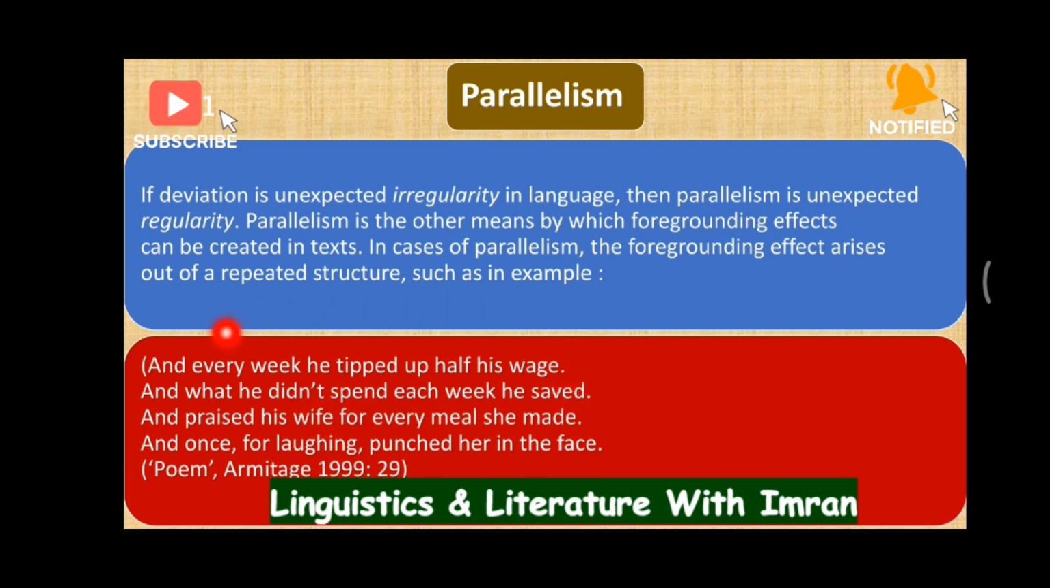In the first three lines, we can see semantic parallelism. In all four lines, we can see syntactic parallelism. And in all four lines, we can also see phonological parallelism. But semantic parallelism we can see only in the first three lines, while the fourth line is deviant.